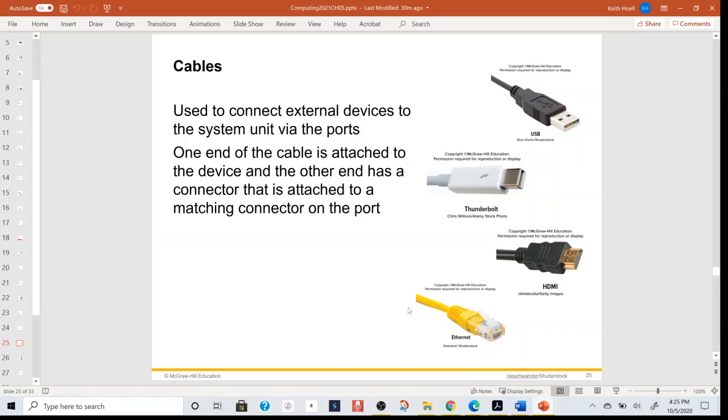FireWire, let's see. Cables, you may have seen some of these cables. You may be very familiar with USB. This is the most popular. You may come across an HDMI cable. An Ethernet cable looks like this, for connection to a network and then to the internet. And Thunderbolt is one made by Apple. This is another type of connection.